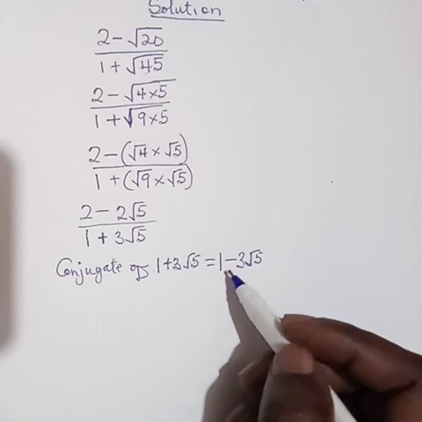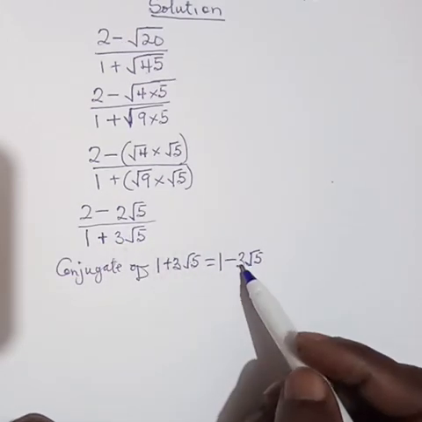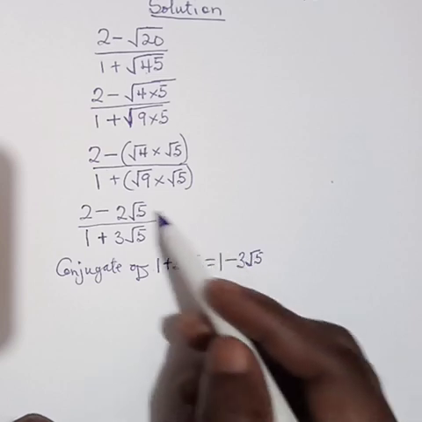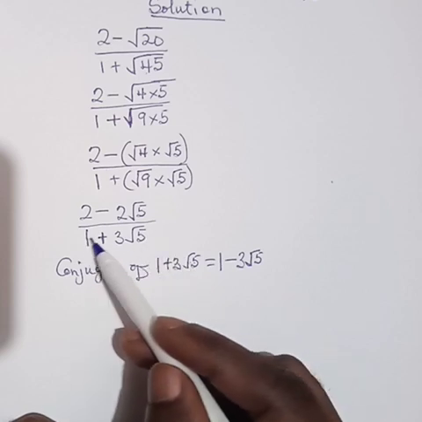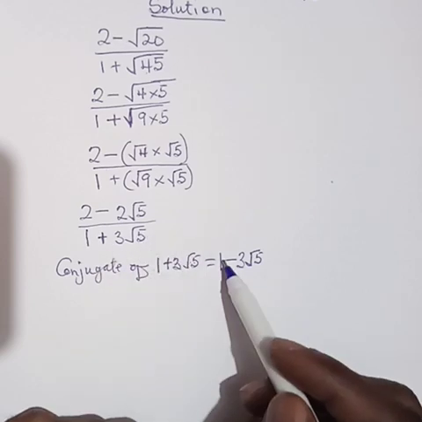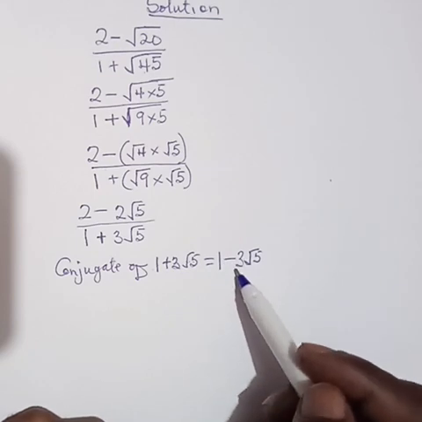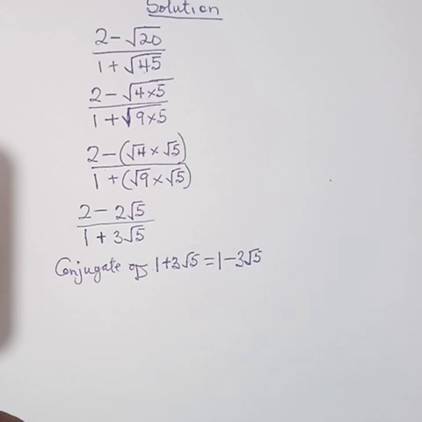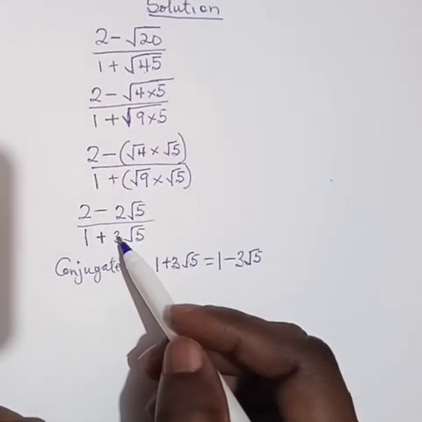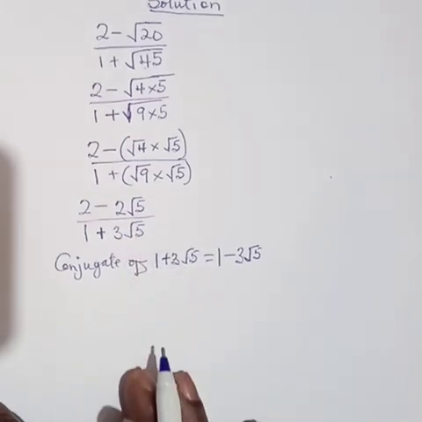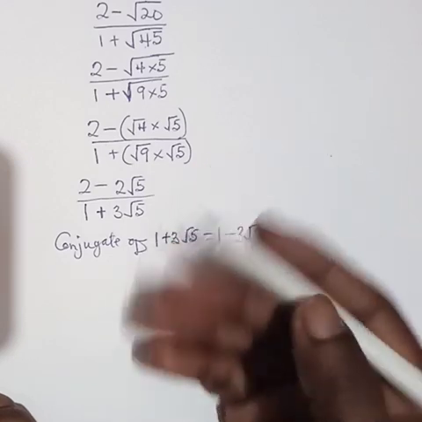Okay, good. So after finding the conjugate of the denominator, you are going to multiply the conjugate by the whole of the numerator, and also multiply by the whole of the denominator. So that means we are multiplying by a fraction equal to one, so that at the end of the day we will still get the whole of this back. All right, so that is the rationalization method that we are using.